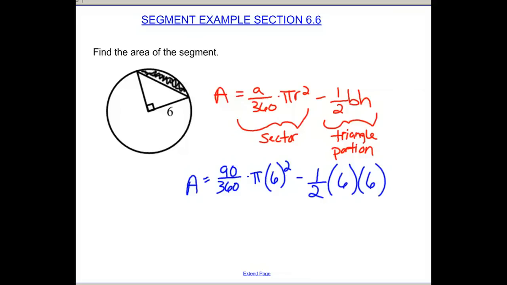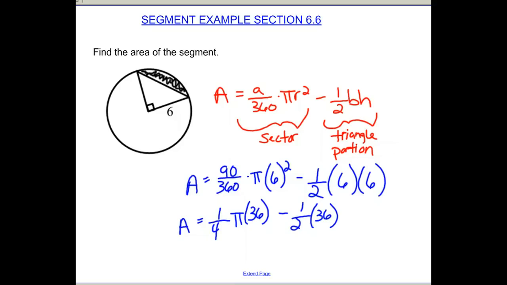Again, I'd like you to leave everything in terms of pi, so don't multiply pi through, just leave it as it is. So if I go through this, 90 over 360, I can break that fraction down, and it breaks down to 1/4, a much nicer fraction to deal with. 6 squared gives me 36. And then over here I have minus 1/2, 6 times 6 again is 36.